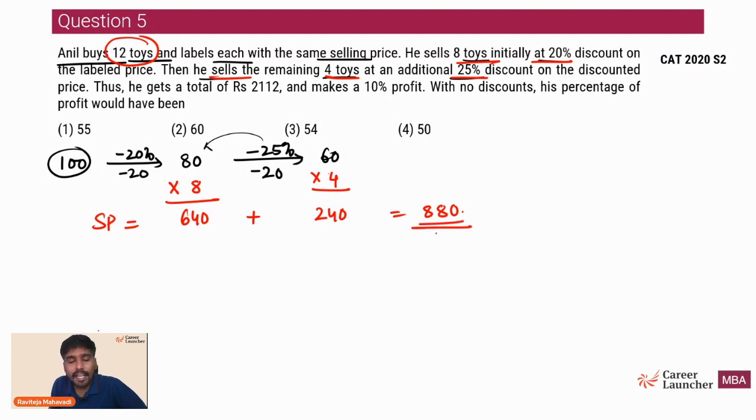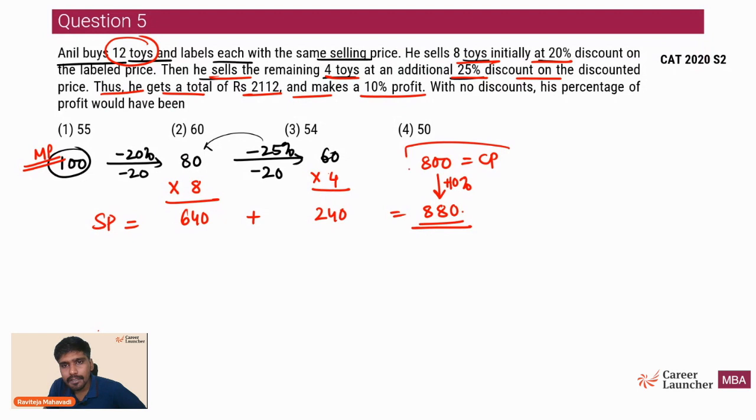If he sells at 880, mind you, this is the marked price. This was not the cost price. He labeled that with the same selling price. Now 880 is the total selling price. Thus he gets a total of 2112. Okay, 2112 is an absolute value. I'm ignoring that. He makes a profit of 10%. So by selling at 880, if he makes a profit of 10%, that means his cost price would have been 800 rupees. The cost price would have been 880 divided by 1.1, which is 800 rupees.